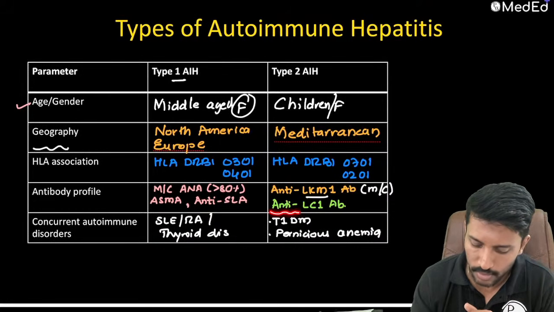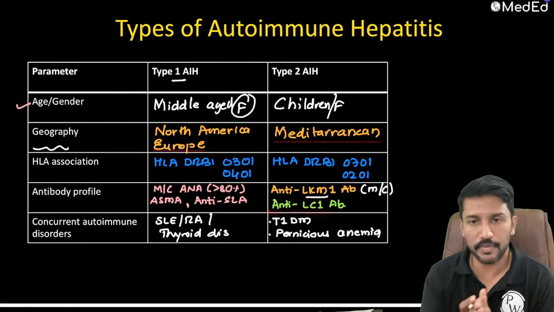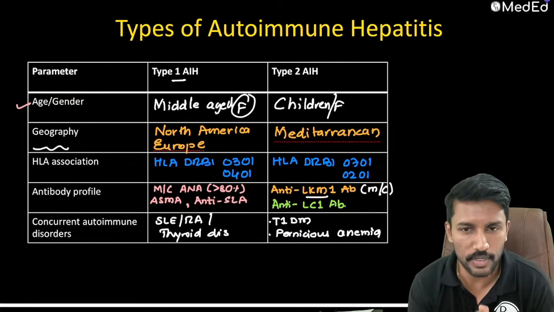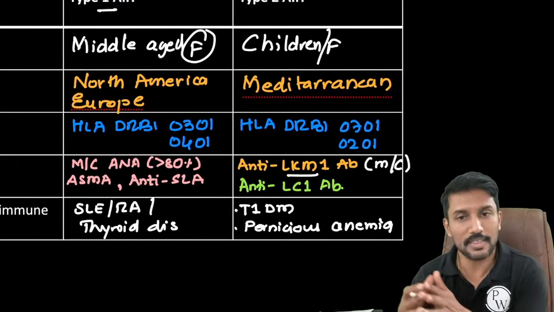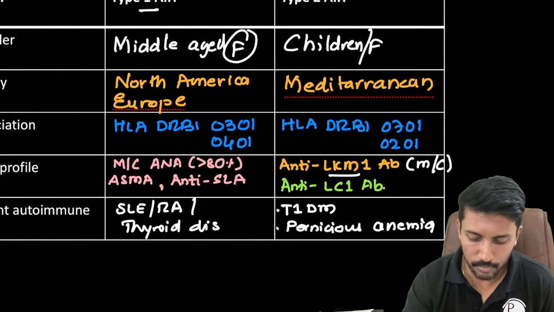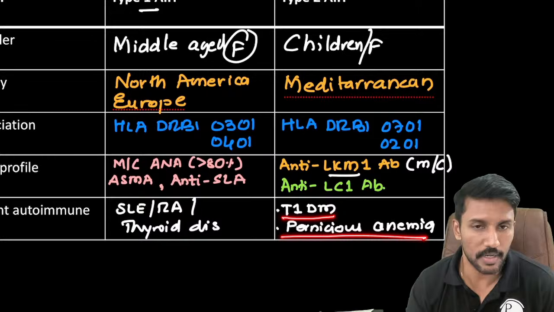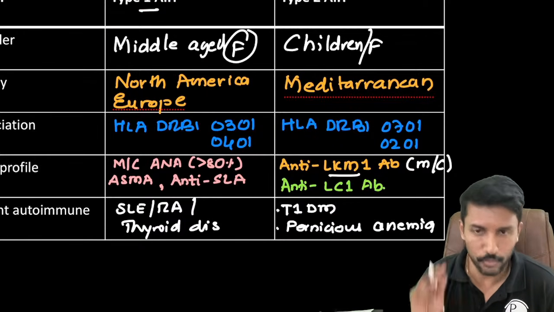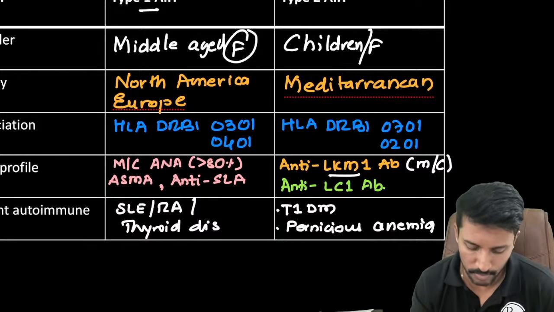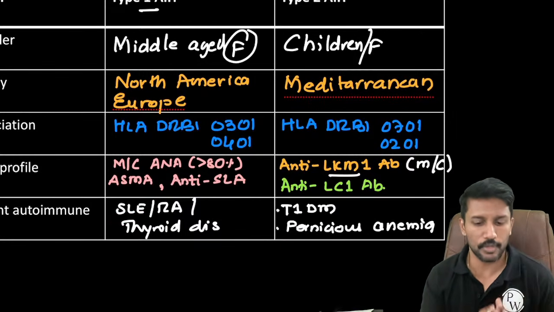Then we have one more antibody here, which is called anti-LC1 antibody, which stands for anti-liver cytosolic 1 antibody. And both of these are associated with risk of other autoimmune disorders. Like for example, type 2, there is increased risk of developing type 1 diabetes mellitus and pernicious anemia. And type 1, I don't have to emphasize, you remember it. Type 1 is equal to SLE. That's what you have to remember. So type 1 patients are at higher risk of developing SLE, right? It is an autoimmune disorder.